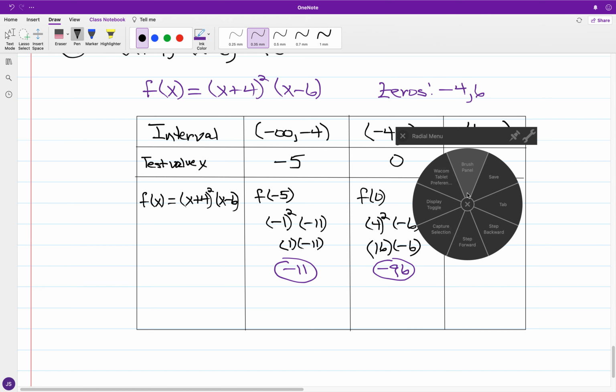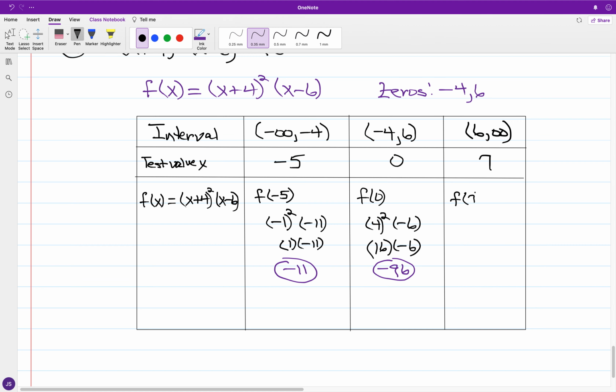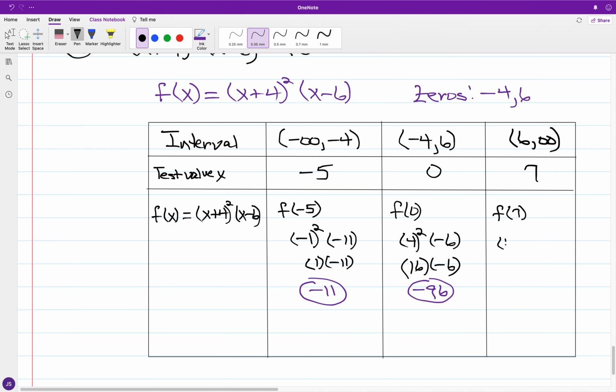For the case of f of 7, you have 7 plus 4 is 11. 7 minus 6 is 1. 11 squared is 121 times 1. So we have that output, and that is going to be a positive 121.